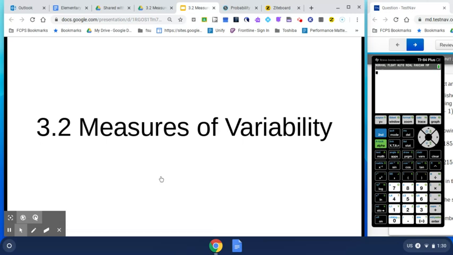This takes us into what we're going to be talking about today, measures of variability. So we're going to be talking about how we can describe that consistency in the data or the reliability in the data.